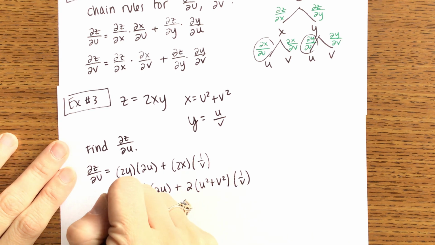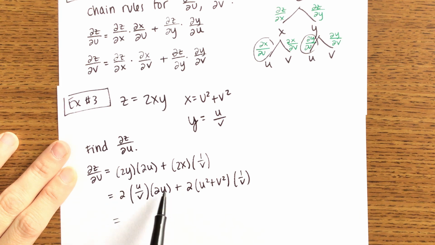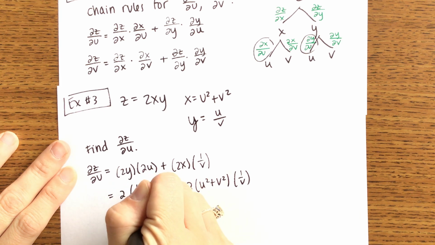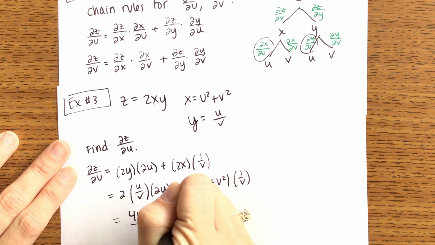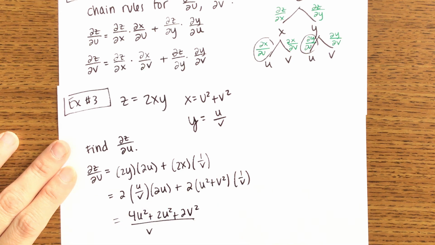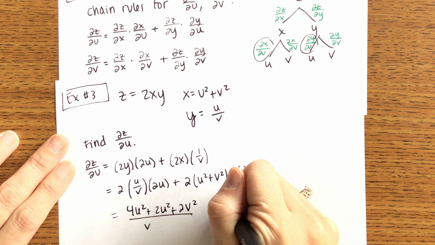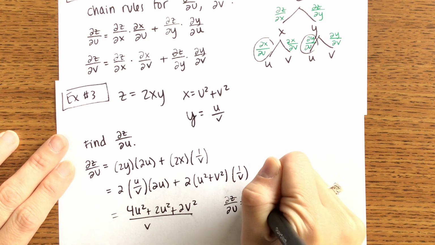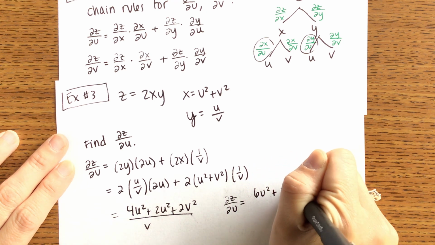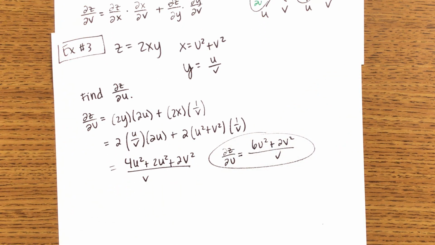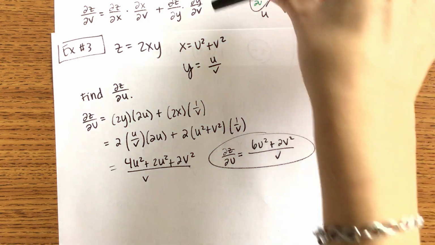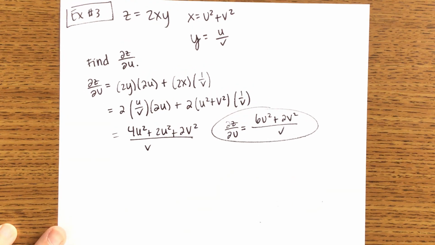Okay. If we're simplifying stuff, this is going to be 4u squared over v plus 2u squared plus 2v squared. So then final simplifying, we get partial z with respect to u, 6u squared plus 2v squared all over v. Okay. Questions before we do one more example?